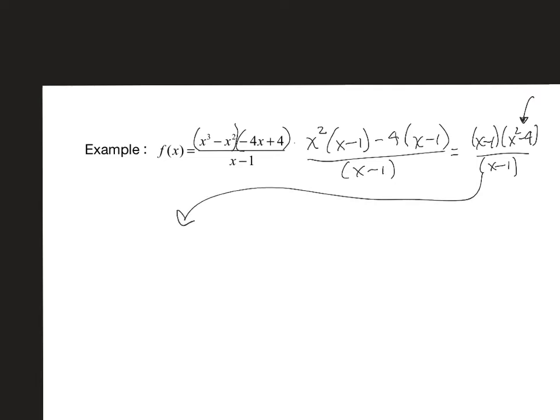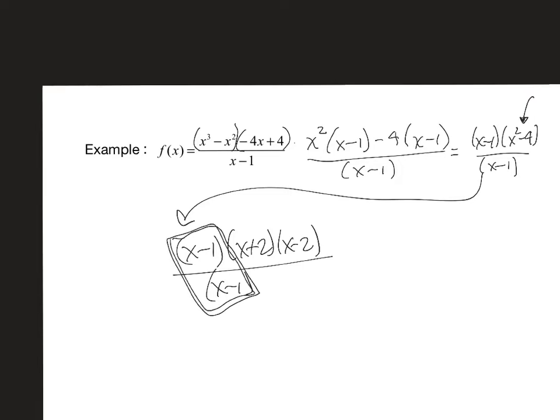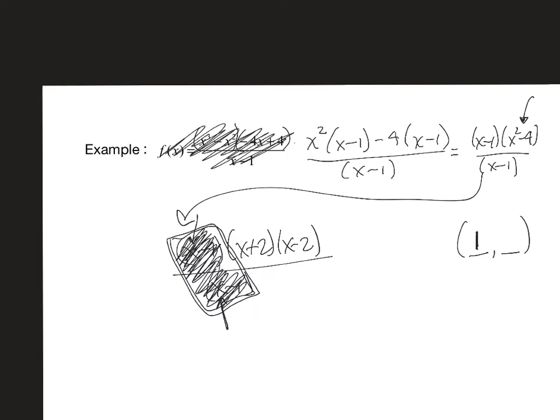I'm going to move over here. So now I have x minus 1 times x plus 2 times x minus 2 all over x minus 1. Okay, so there is a common factor. Right here you can see there is a common factor. As far as the hole, which takes an x part and a y part, I know the x part. The x part is 1, because if I plugged a 1 here or here, I would get a 0. So now let me get rid of this. I have now canceled out. I no longer have that term. In fact, this whole original function doesn't exist anymore.